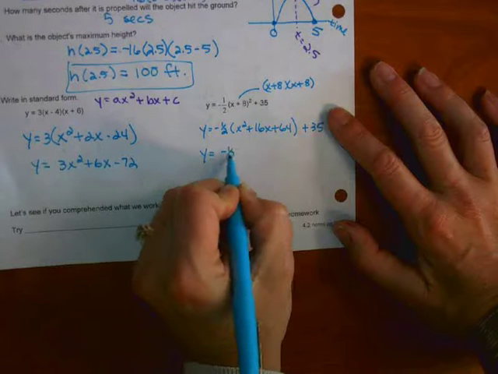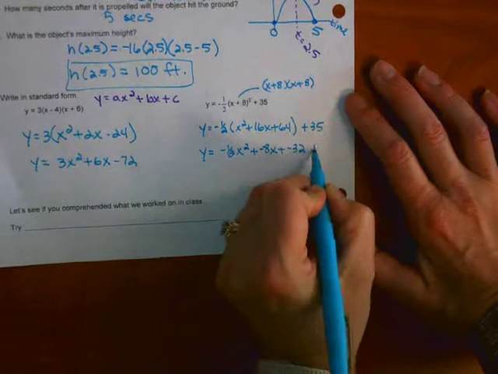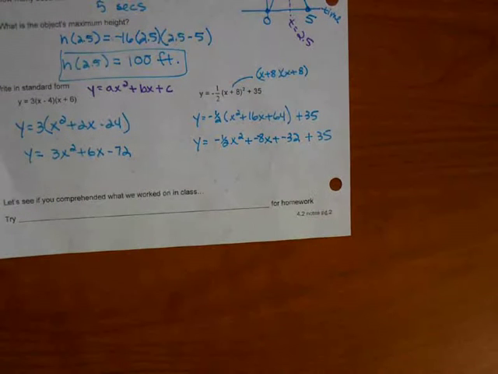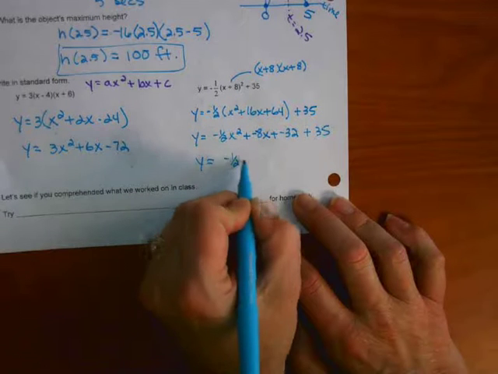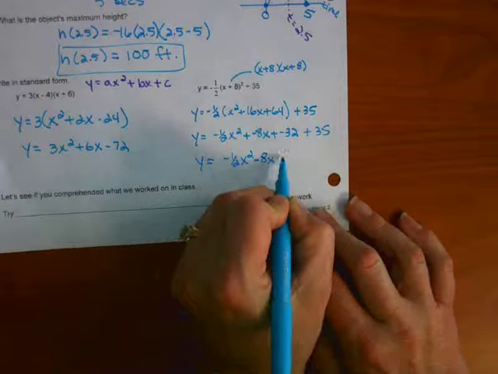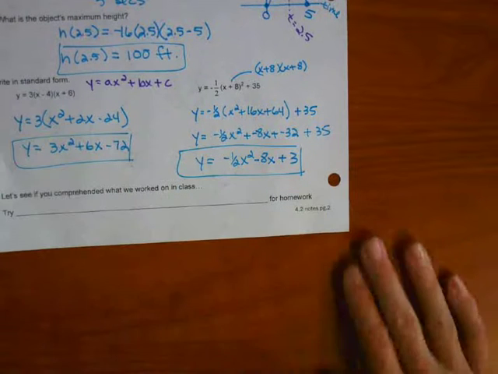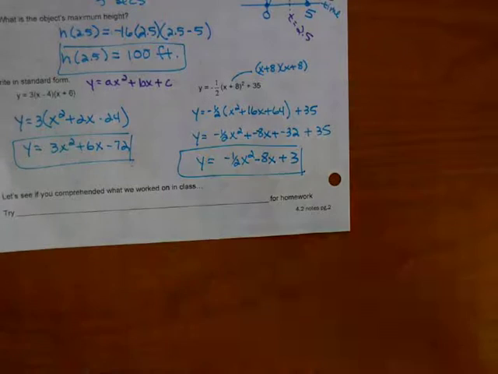y equals -1/2 x squared plus -8x plus -32 plus 35. I distributed the -1/2. Could you do minus? Sure, I don't care. And then you combine these two on the end. So your final answer is -1/2 x squared minus 8x plus 3. That is standard form. So you've got to use these two forms to graph, and then you've got to move stuff into standard form. I know.